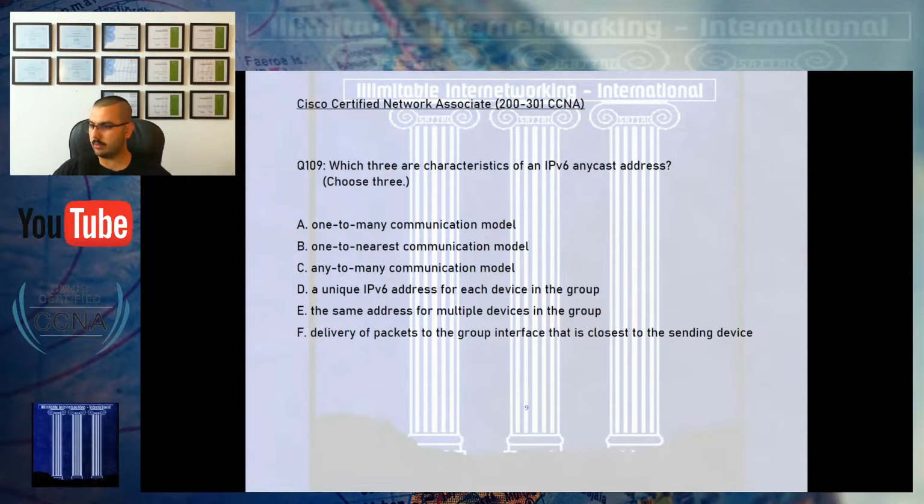Okay, question 109. Choose 3. Which 3 are characteristics of an IPv6 anycast address?